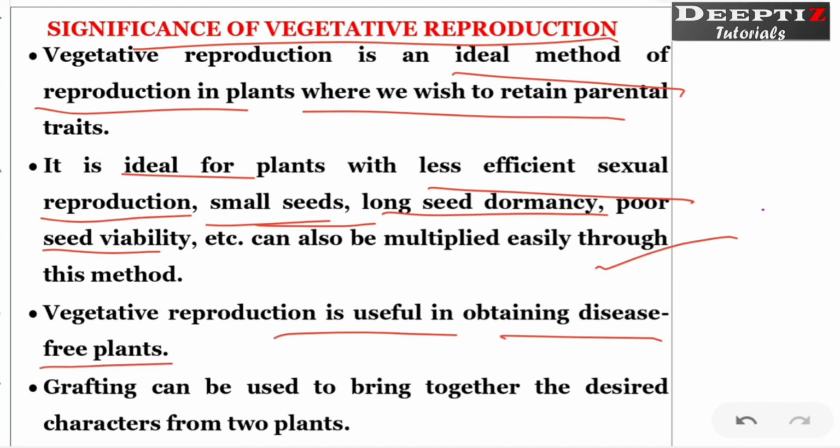Suppose there is a plant which you want at any cost, you cannot cut it or destroy that plant. But that plant got a disease in one of the branches, right? In such a situation, you are sure that this infection is going to spread from the other part. Any part which is healthy, you can take it and undergo this grafting method, right? Grafting, cutting, layering, any method can be done. Once you get the new plant, you can even remove the old one, right? Grafting can be used to bring together the desired character from two plants.